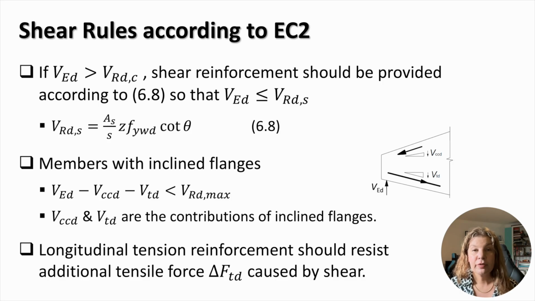Where the applied shear force VED is larger than the design resistance of concrete in shear VRDC, shear reinforcement should be provided. The design of the shear reinforcement should satisfy the condition that VED is smaller than VRDS, which is the carrying capacity of the provided shear links, which is found in accordance with Formula 6.8 in Eurocode 2. Shear design of beams with inclined flanges can account for the contribution of flanges to the shear resistance of the section. And the longitudinal tensile reinforcement should resist additional tensile force, delta FTD, which is caused by shear.